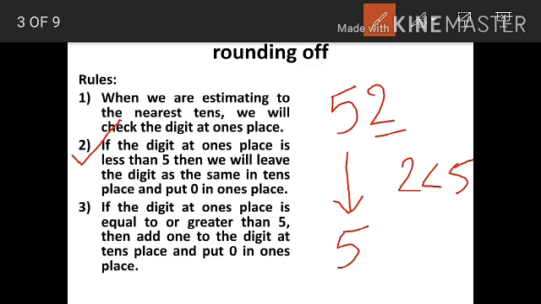And what about the digit at ones place? We have to put 0. So when we put the 0 here, we will get the answer as 50. When we round off 52 to the nearest 10, we get the answer as 50.